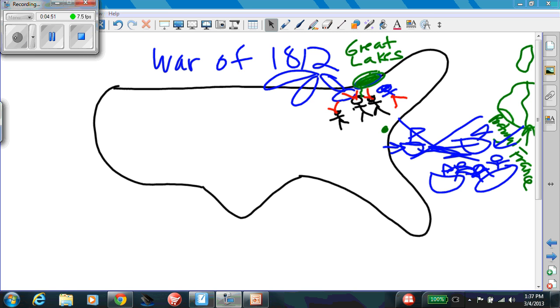Shortly after the Battle of Baltimore, the British began to attack our nation's capital, which was Washington, D.C. Good. And so they started to attack Washington, D.C.